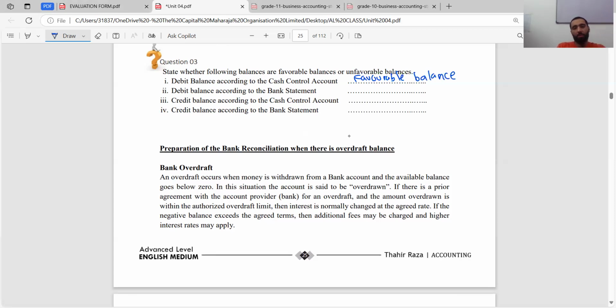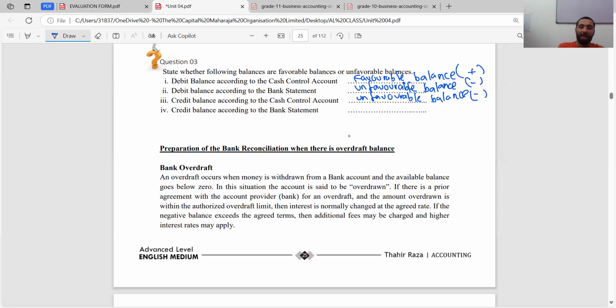Okay. Debit balance according to the bank statement is an unfavorable balance. So these things we need to remember. The next one, credit balance according to the cash control account is unfavorable. Unfavorable means minus balance. Favorable balance means plus balance.